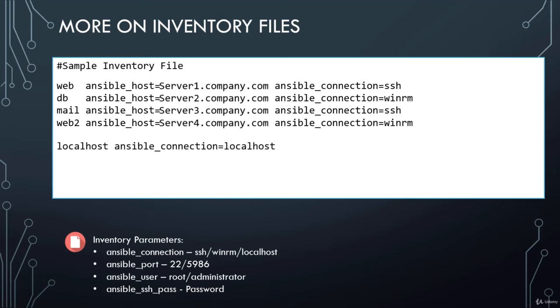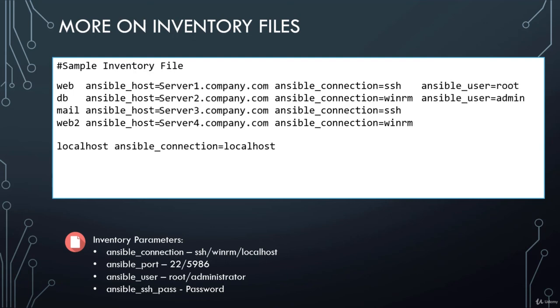You could also set it to localhost to indicate that we would like to work with the local host and not connect to any remote hosts. If you don't have multiple servers to play around with, you could simply start with a localhost in your inventory file. ansible_port defines which port to connect to. By default, it is set to port 22 for SSH, but if you need to change that for some reason, you can set it differently using the ansible_port parameter.